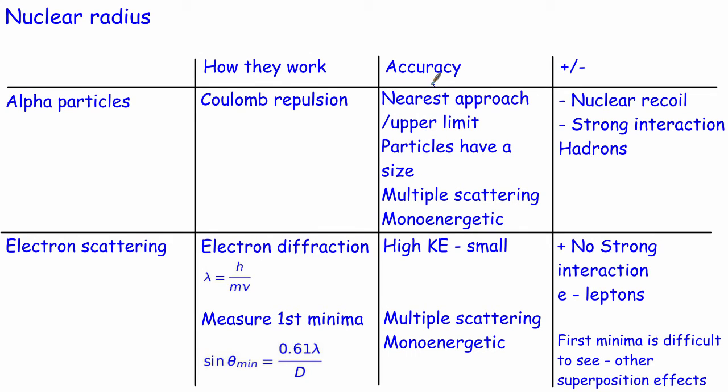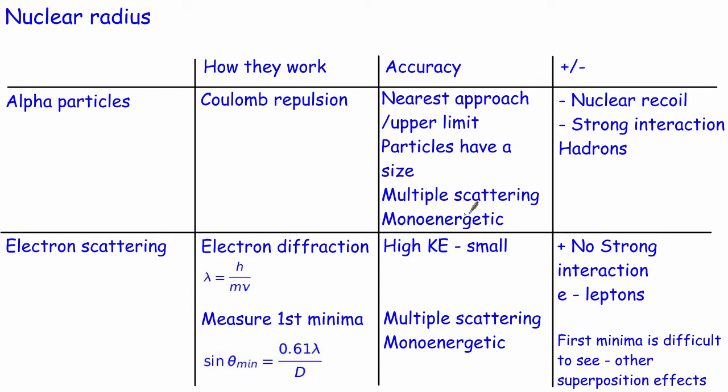Something that does affect the accuracy of this is that the alpha particles have a size associated with them, and so does the nucleus. Our analysis of it assumed that they were both point charges. Because they're not, obviously that will make a difference to the accuracy. What else will make a difference to the accuracy is how we do the experiment. If we have lots of gold atoms, then we'll potentially get lots of scattering, so we'll not be able to measure our angle properly.